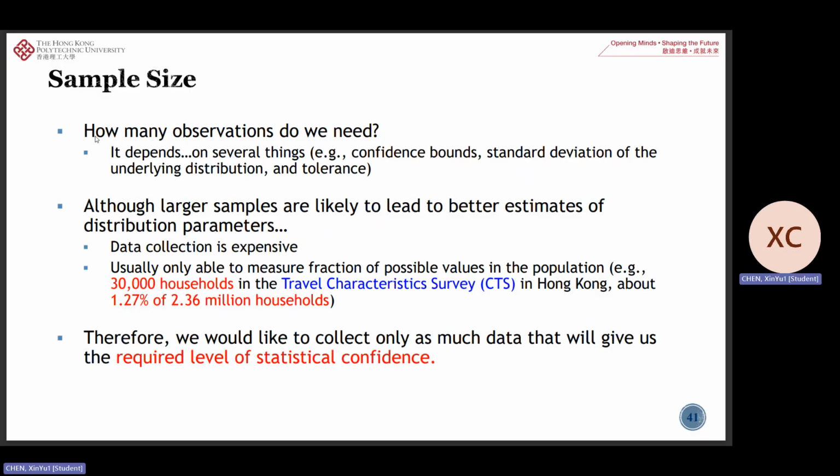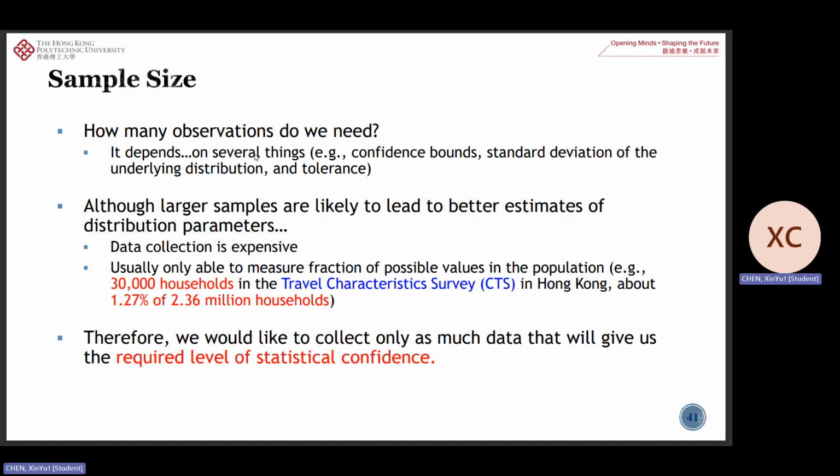So how many for the sample size? How many observations do we need? Actually, there is no correct answer, so don't ask what we should do. It depends on several factors, like the confidence bound, the standard deviation and the tolerance, and you should also consider externalities. But although we know that larger samples are better, I mean they better estimate the beta.